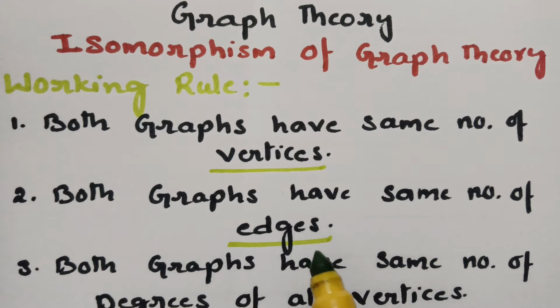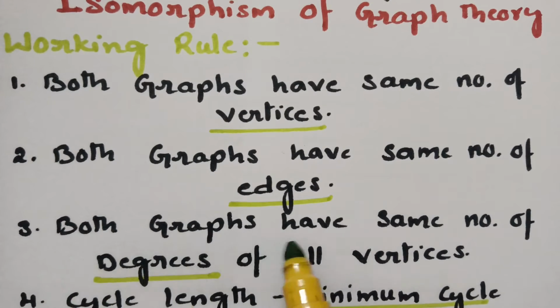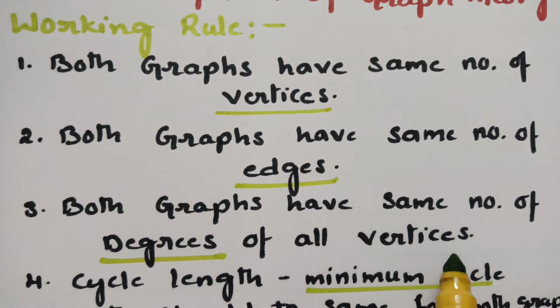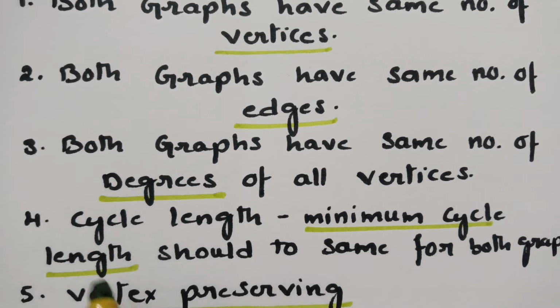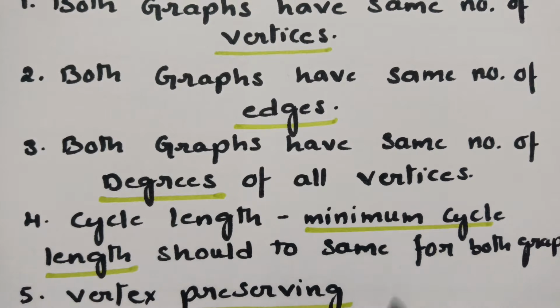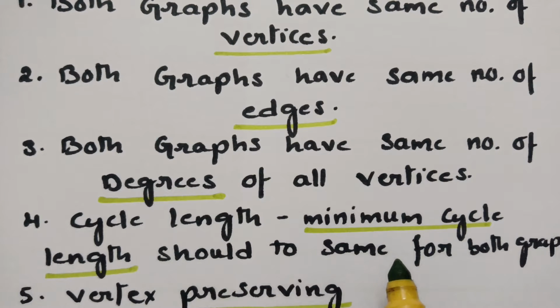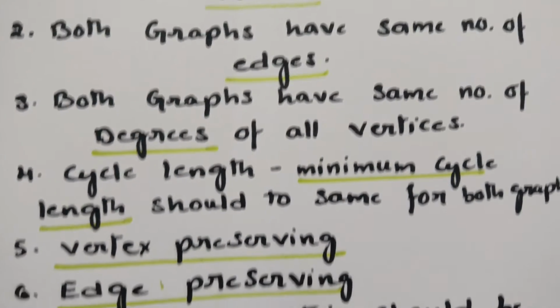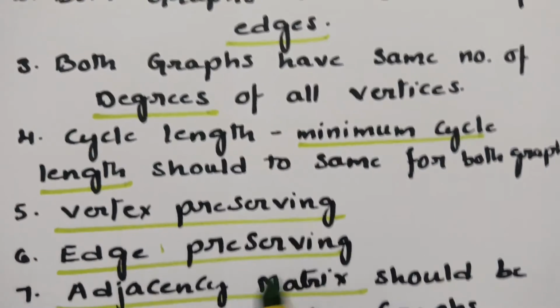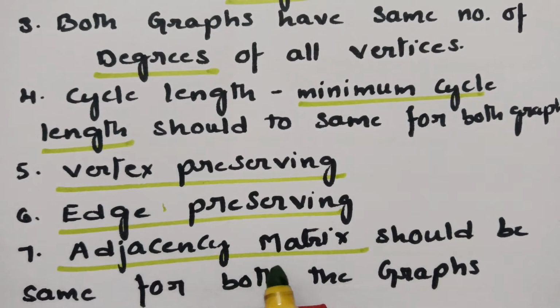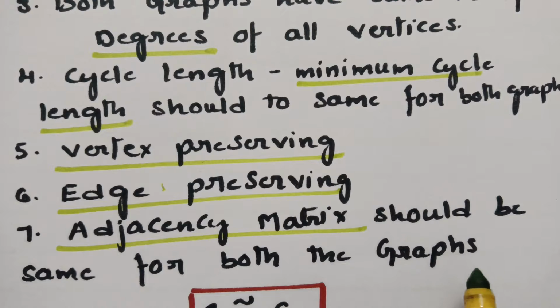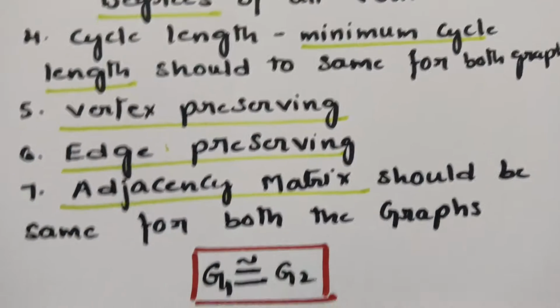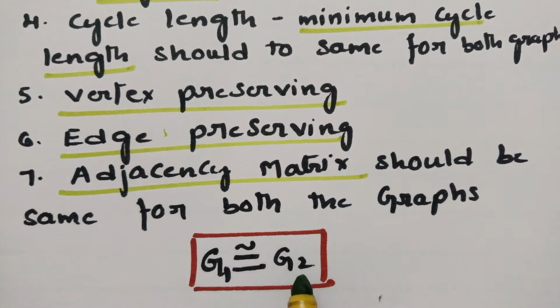If they have the same number of edges, then both graphs should have the same degrees for all vertices. So for all the vertices, they should have equal degrees. Next, they should maintain the minimum cycle length. If the minimum cycle length of both graphs is the same, then the next thing is vertex preserving, edge preserving, and the adjacency matrix should be the same for both graphs. If all the above conditions are satisfied, then we say that the graph G1 is isomorphic to G2.